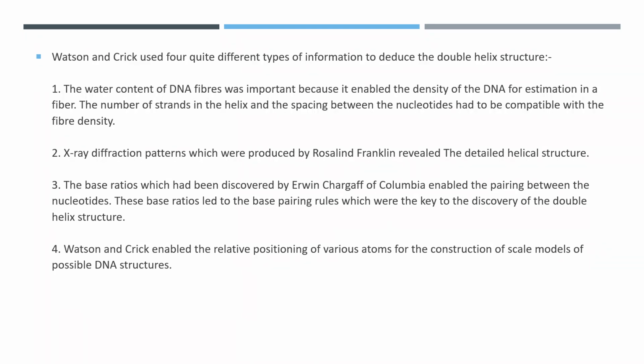Third, the base ratios, which had been discovered by Erwin Chargaff of Columbia, enabled the pairing between the nucleotides. These base ratios led to the base pairing rules, which were the key to the discovery of the double helix structure. Fourth, Watson and Crick enabled the relative positioning of various atoms for the construction of scale models of possible DNA structures.